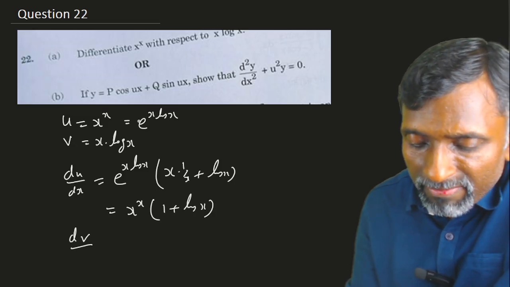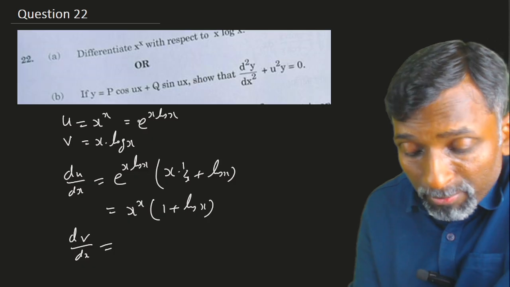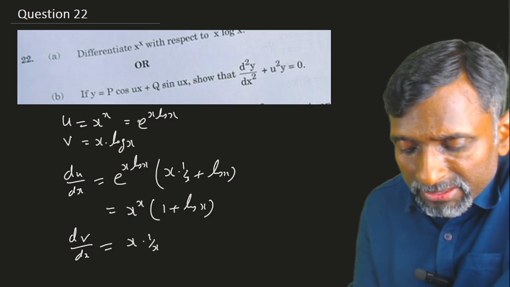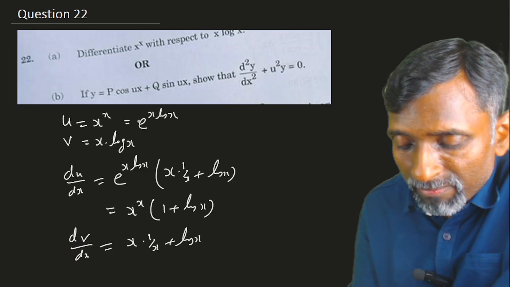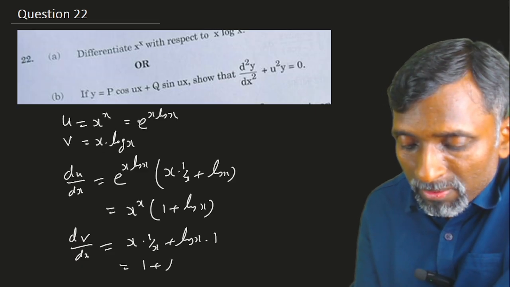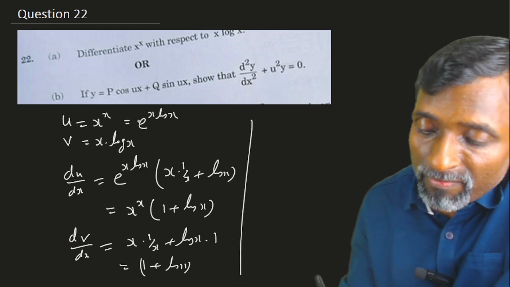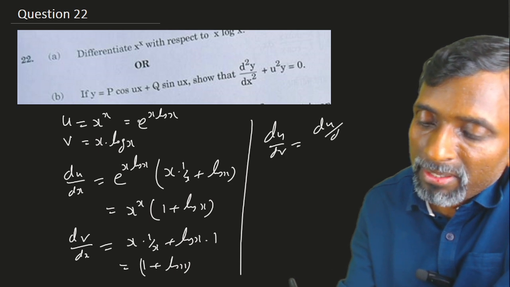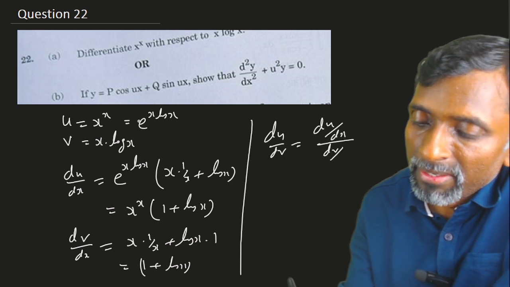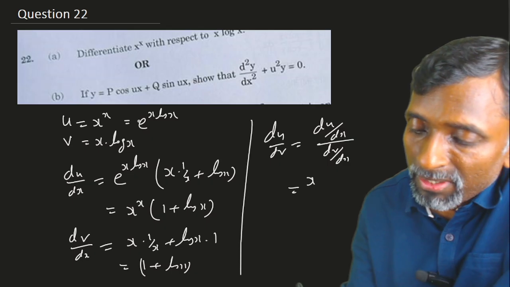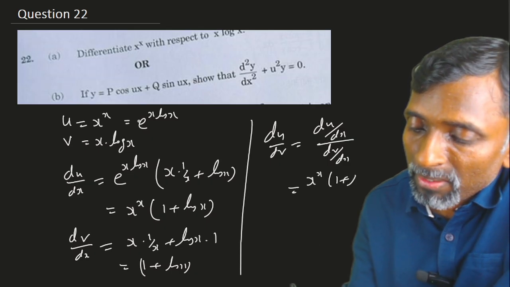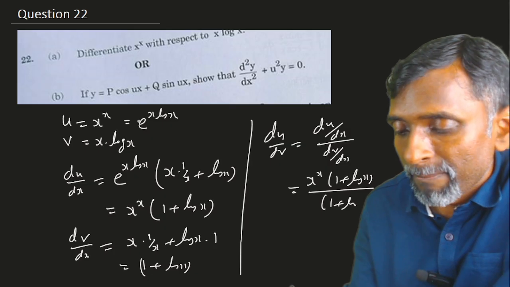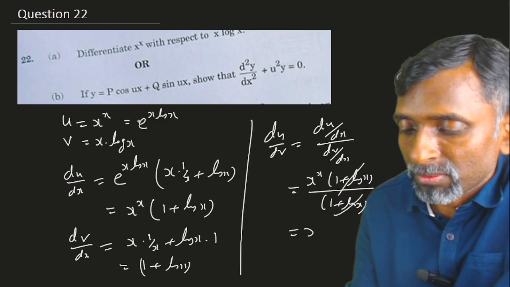And now we can find dv by dx. Again we can use the product rule. So it is x multiplied by 1 by x, plus log x multiplied by 1. It can be written as 1 plus log x, right? So when we are finding du by dv, it can be written as du by dx divided by dv by dx. Now we can put the value. It is x to the power x multiplied by 1 plus log x, divided by 1 plus log x. The answer is x to the power x.